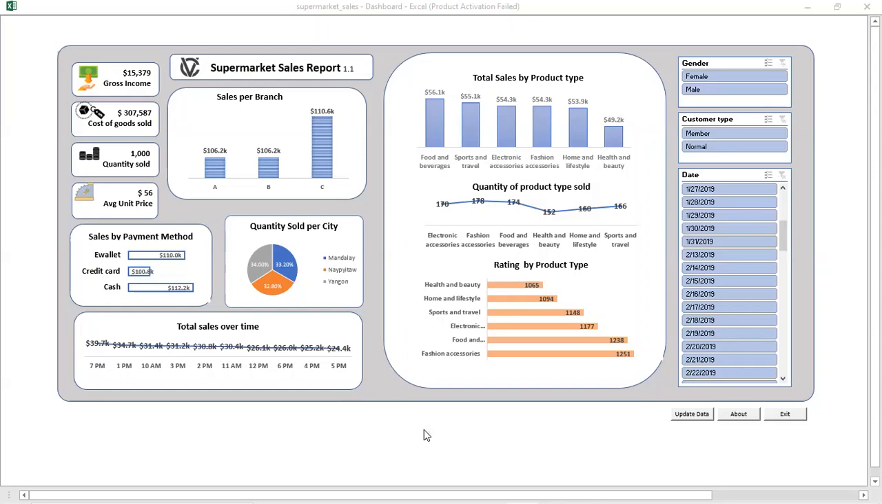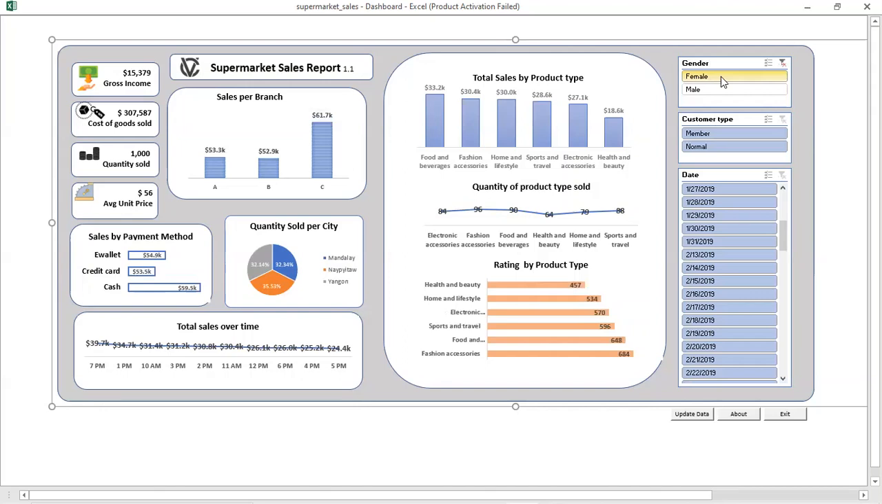And then I'm going to go into how this dashboard can be made very interactive using the slicers. So if we click on female, we want to see generally how the females shopped over time. You can see that the females shopped more in branch C, and they shopped more with cash.